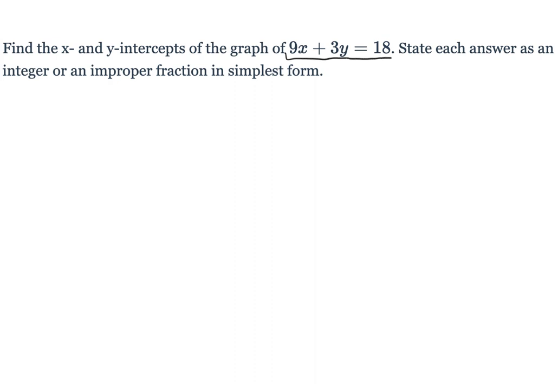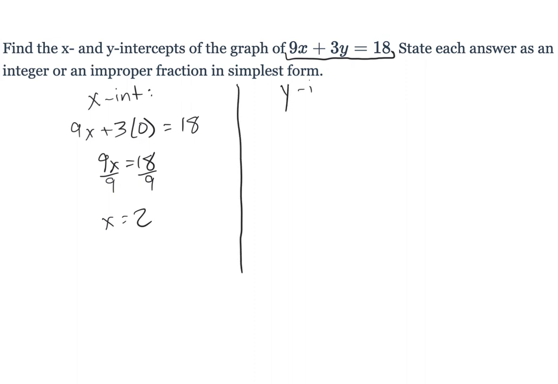Let's do one more example just like this. We've got our 9x plus 3y equals 18. So the x-intercept, we've got 9x plus 3 times 0 equals 18. 3 times 0 becomes 0. I've got 9x equals 18. Divide by 9, divide by 9. X equals 2.